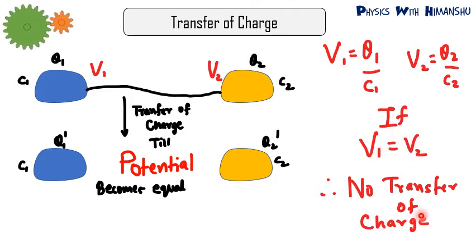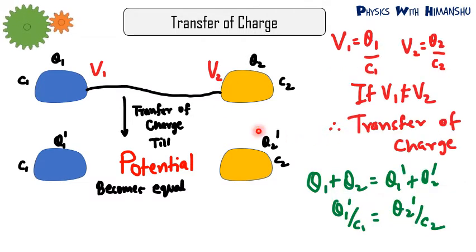Then there will be no transfer of charge. Charge will only get transferred when there is a difference in potential. So the first step while solving questions of sharing is to check whether they are at the same potential or not. If they are already at the same potential, then there will be no flow of charges. Charges will only flow if there is a potential difference between two conductors or two capacitors.